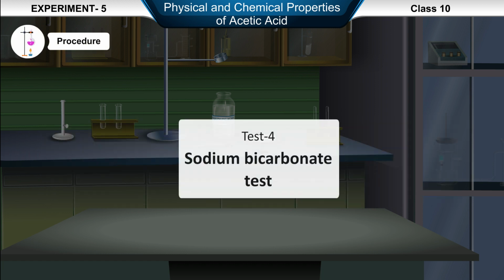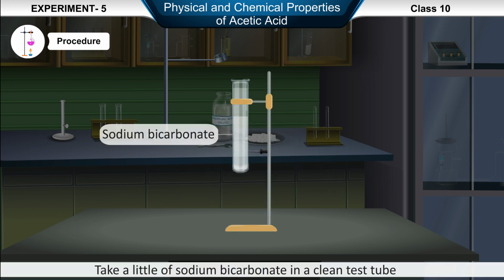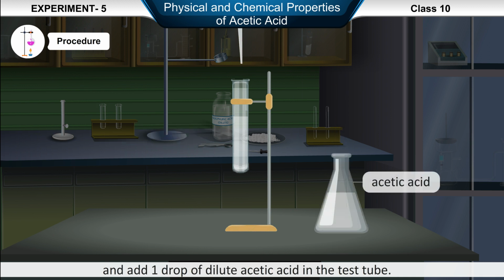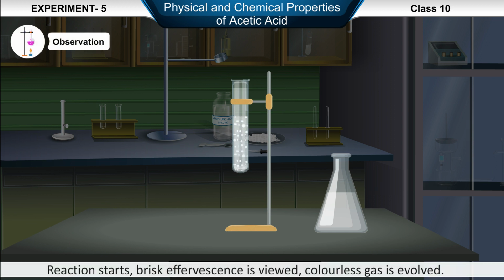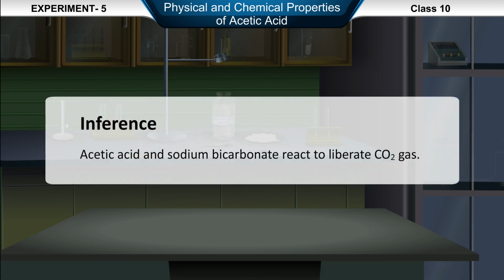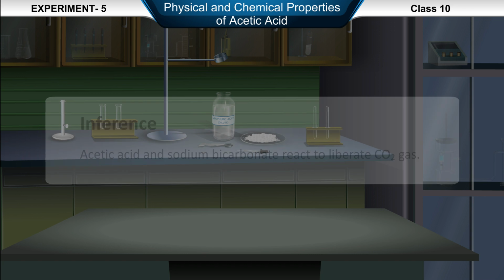Test 4. Sodium bicarbonate test. Take a little of sodium bicarbonate in a clean test tube and add 1 drop of dilute acetic acid in the test tube. Observation. Reaction starts, brisk effervescence is seen, colorless gas is evolved. Inference. Acetic acid and sodium bicarbonate react to liberate CO2 gas.